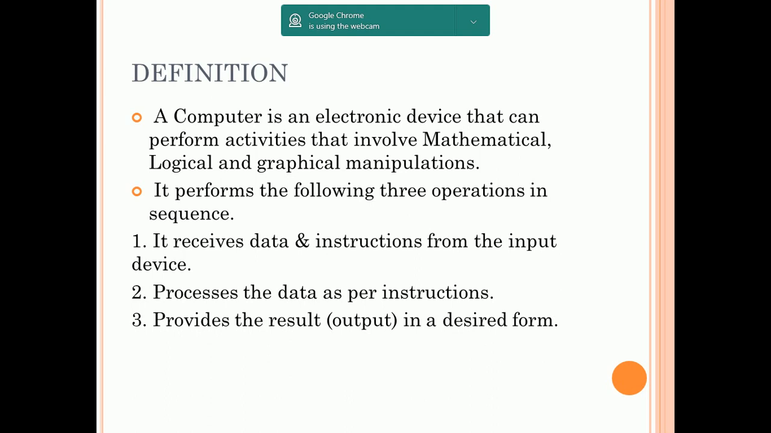Suppose I type K on the keyboard. So K is inputted by the keyboard. After that, it goes to the CPU. And after that, it is displayed as K on the screen, that is the monitor. This is the simple process. It doesn't happen exactly like that, but it is a simple process that I have explained. So these are the three sequences of operations that are performed by the computer.